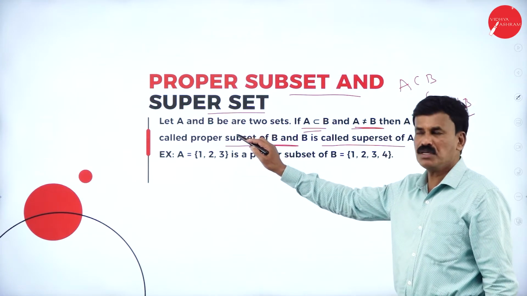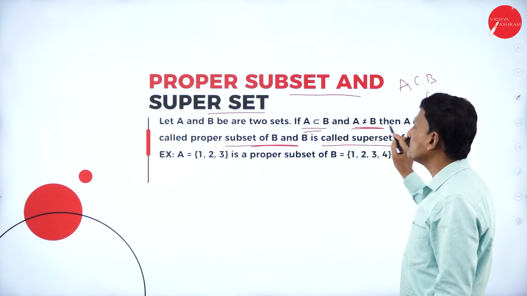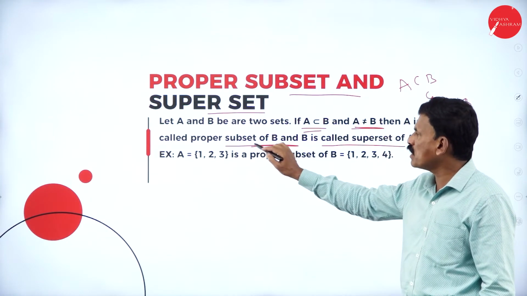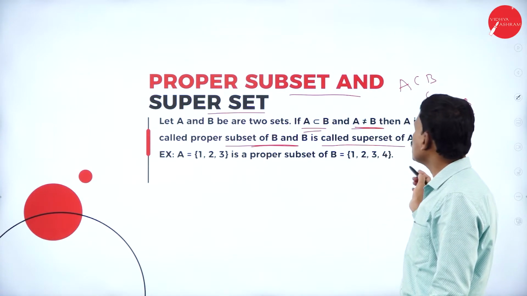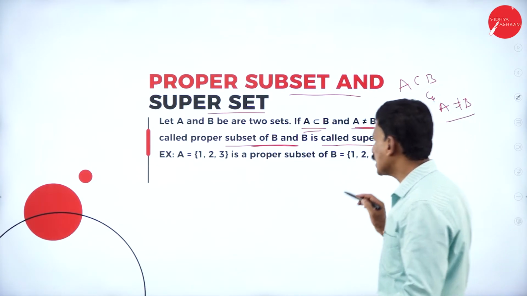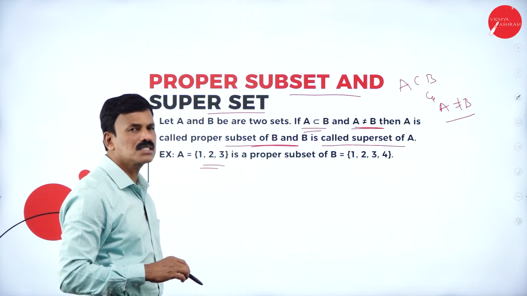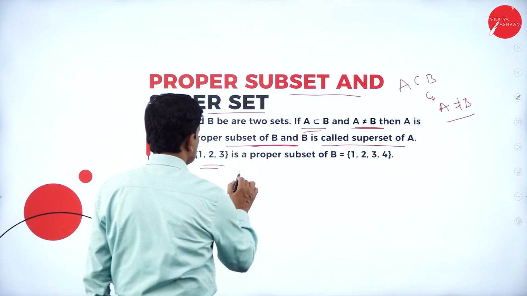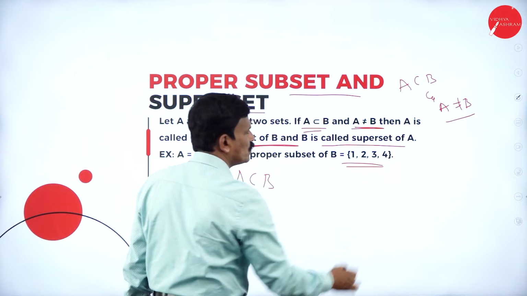So let A and B be any two sets. If A is a subset of B and A is not equal to B, then A is called the proper subset of B and B is called the superset of A. Now let us take an example. If A is equal to {1, 2, 3}, then A is the proper subset of B. A is the subset of B because all the elements of A are the elements of B.